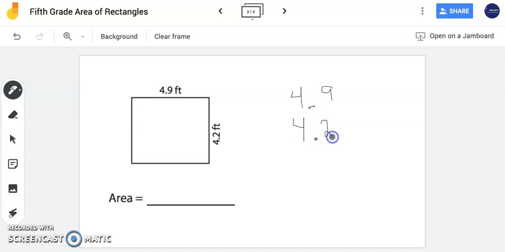So what I'm going to do now is start multiplying. 2 times 9 is 18, 2 times 4 is 8, plus 1 is 9, so 98. Moving to my tens place, adding my 0, 4 times 9 is 36.